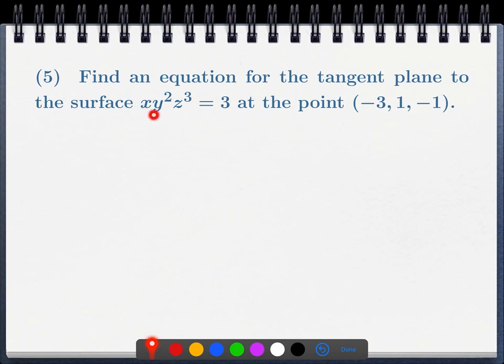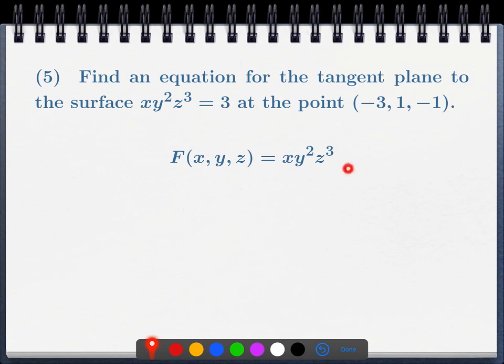So our method was to bring everything on one side and call that capital F, and then take the gradient to get a normal to the tangent plane. So I'm not going to actually take the 3 to the other side. You don't have to do that. You could put a minus 3 here. We're about ready to take partial derivatives, and the derivative of 3 with respect to any variable is 0, so it's not going to come up. So it's okay to have a constant and just take the function to be that.